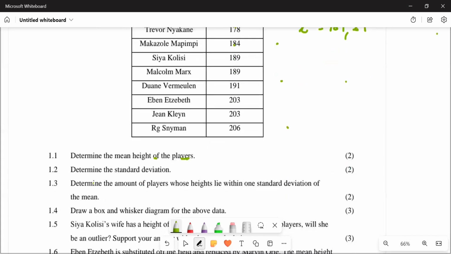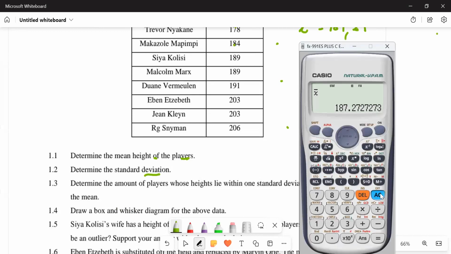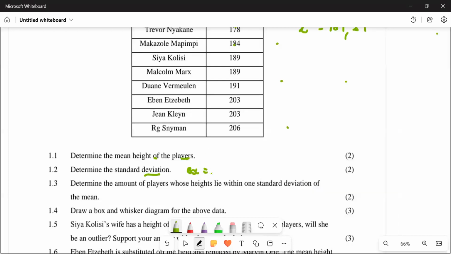Next, they say determine the standard deviation. To determine the standard deviation, you press AC, then shift, then 1, press var, and then 3 for standard deviation. Let's round it off to 2 decimal places: Fix 6, 2. It says our standard deviation is going to be 12,21.